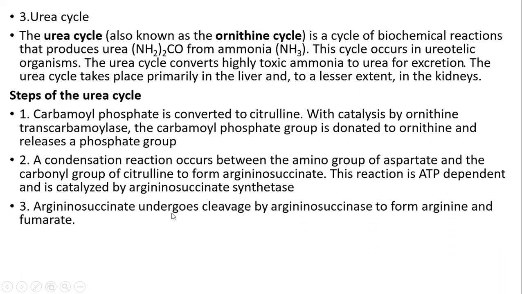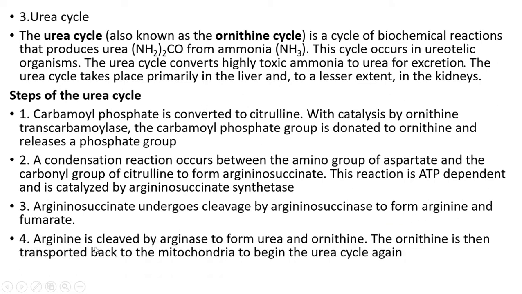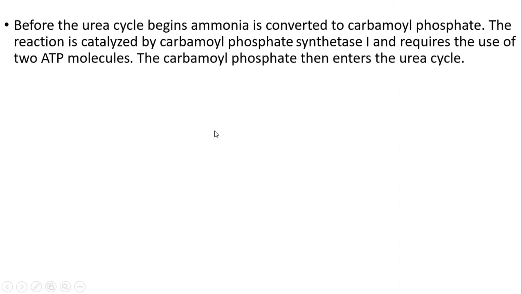Argininosuccinate undergoes cleavage by argininosuccinase to form arginine and fumarate. The arginine is cleaved by arginase to form urea and ornithine. The ornithine is then transported back to the mitochondria to begin the urea cycle again. Before the urea cycle begins, ammonia is converted to carbamoyl phosphate. The reaction is catalyzed by carbamoyl phosphate synthase 1 and requires the use of 2 ATP molecules. The carbamoyl phosphate then enters the urea cycle.